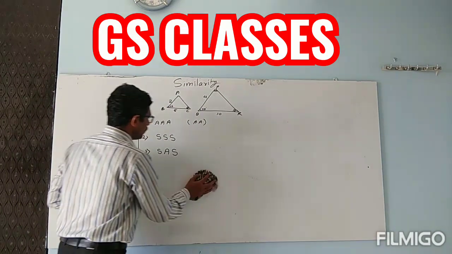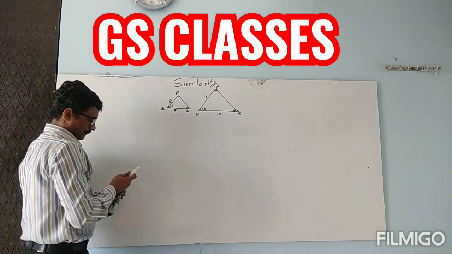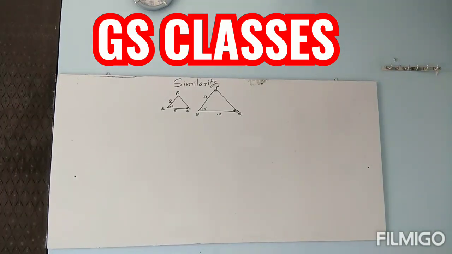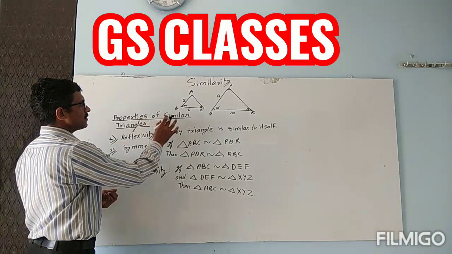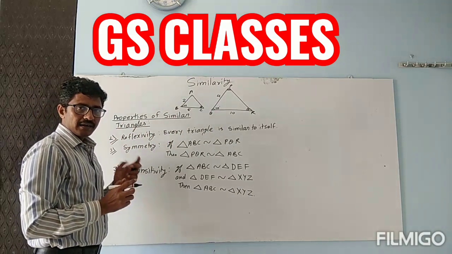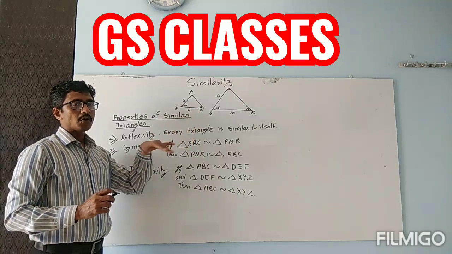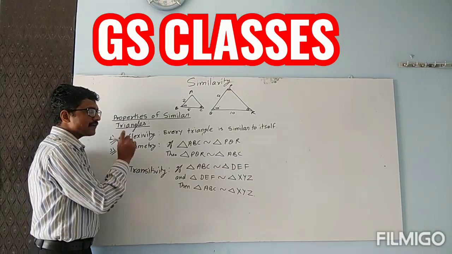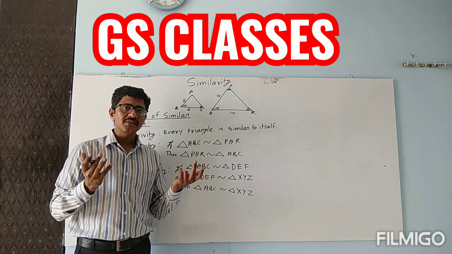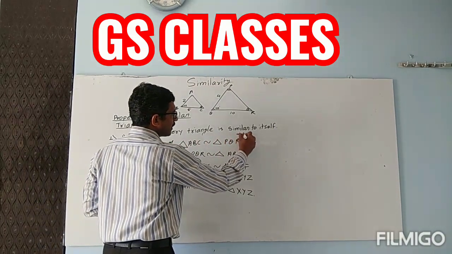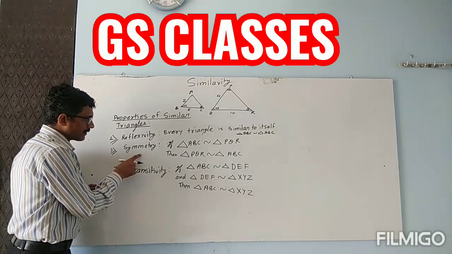But before that, we have to study some properties of similar triangles. So students, here we are studying properties of similar triangles. Means triangles are similar, now what are their properties? First thing is reflexivity. Reflexivity means every triangle is similar to itself. Means triangle ABC is similar to triangle ABC. Correct?